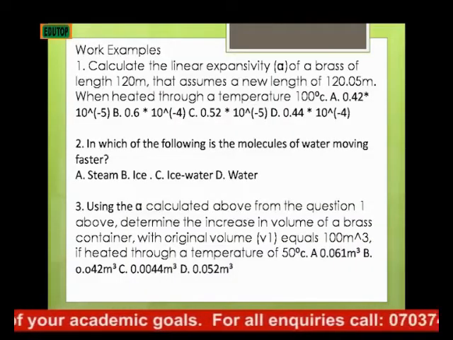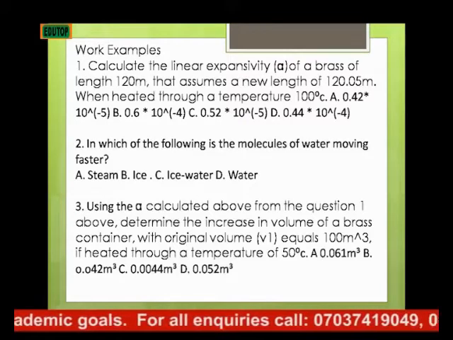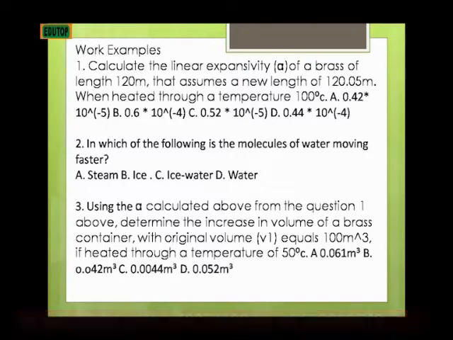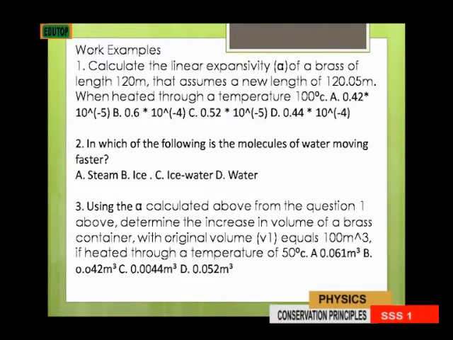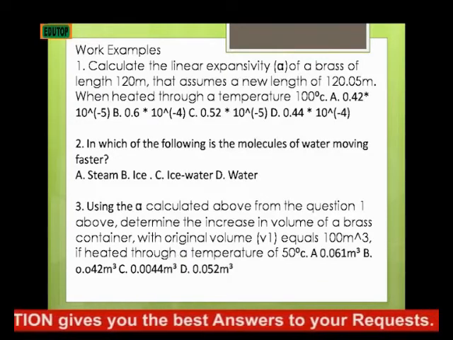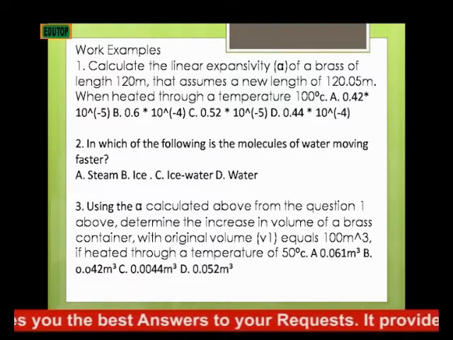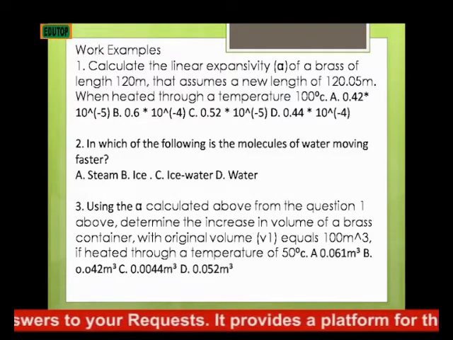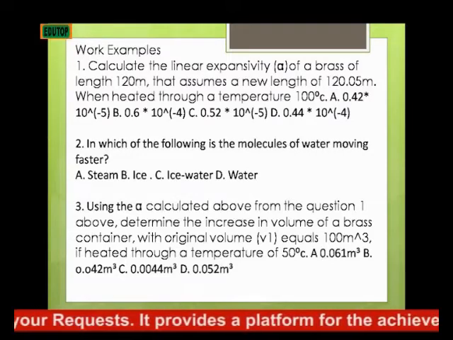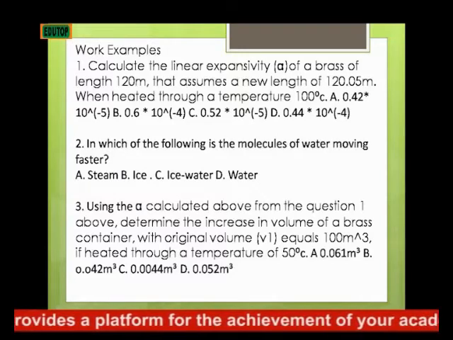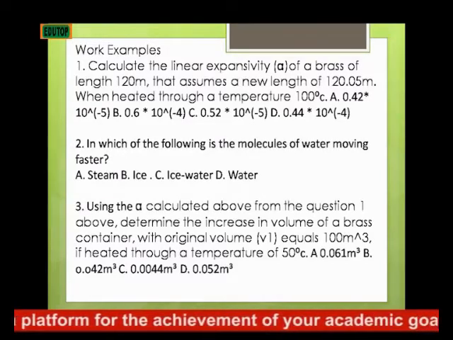Our question 2 says, in which of the following is the molecule of water moving faster, probably when heated? A, we're given steam. B, we're given ice. C, we're given ice water, that is, water that is just iced. It has not become solid. Then D, we're given normal water.